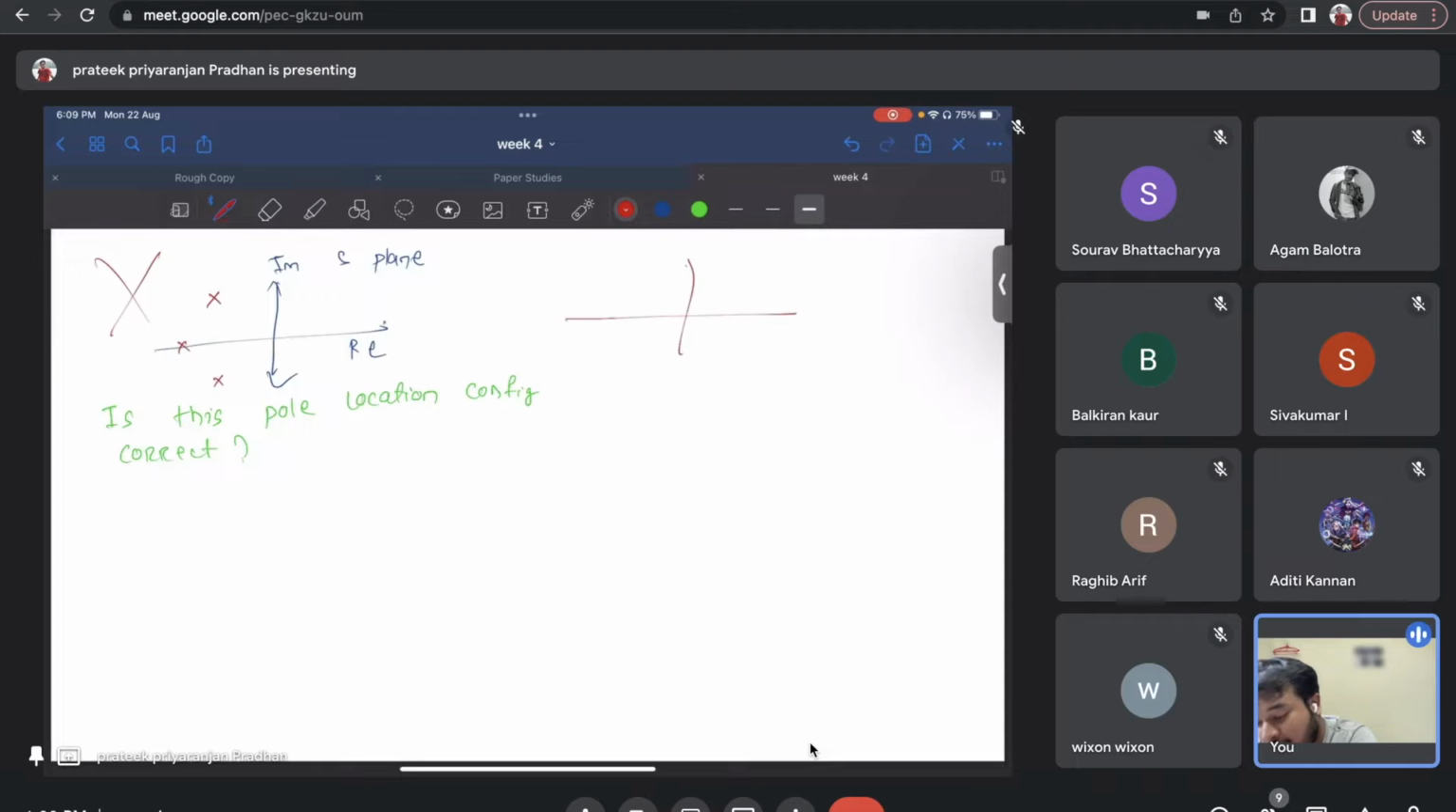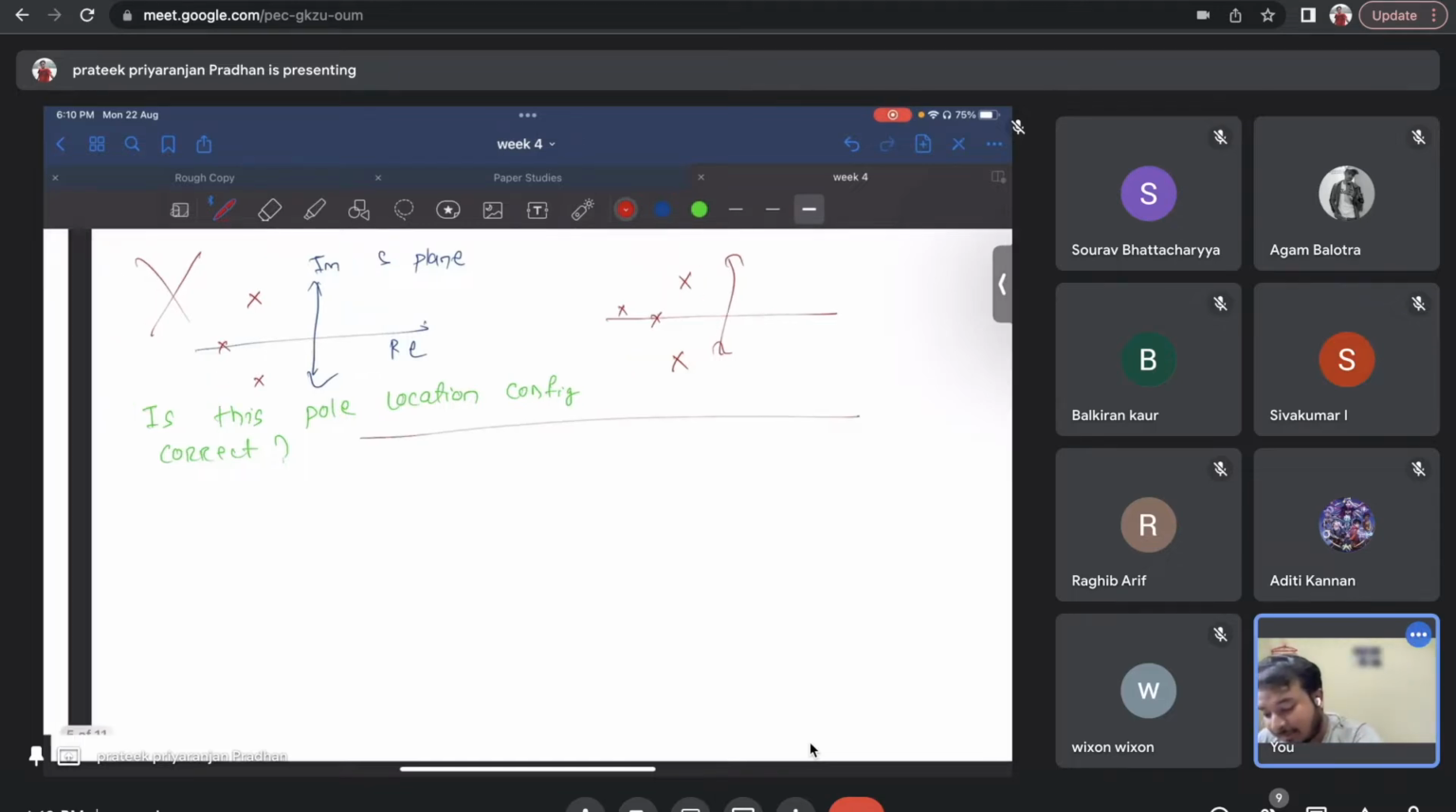Similarly, if it's a fourth order system, this kind of situation is possible. But this is not possible. Whenever complex numbers exist, they exist in pairs, because when you solve the characteristic equation, it's s equals some real part plus or minus j root over something. Keep in mind, complex poles don't exist in isolation, they exist in pairs.